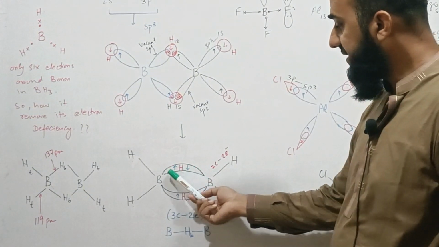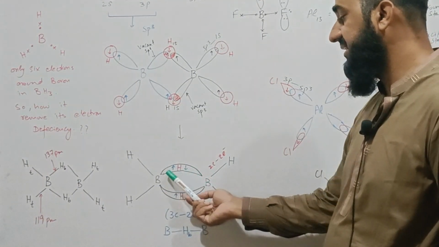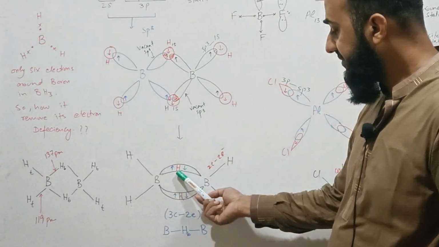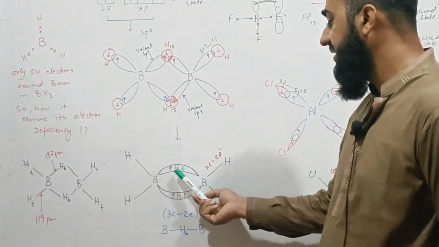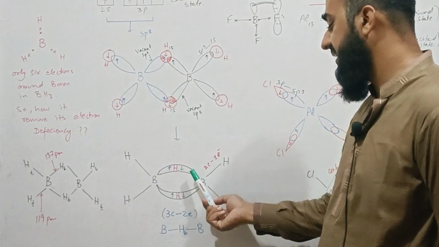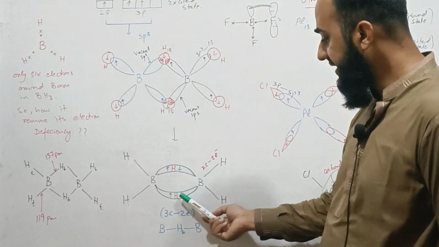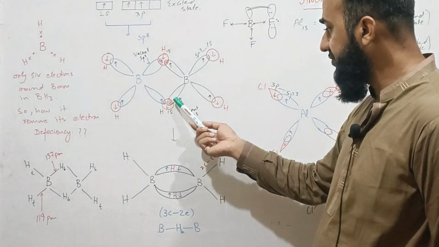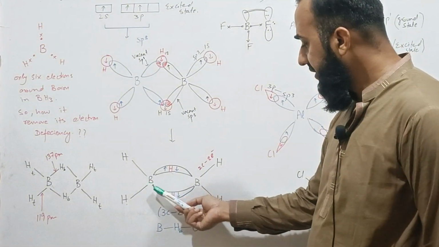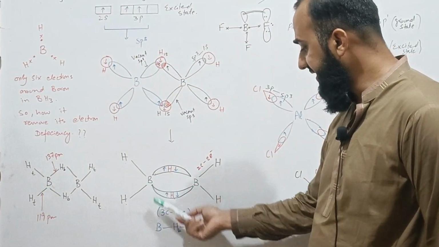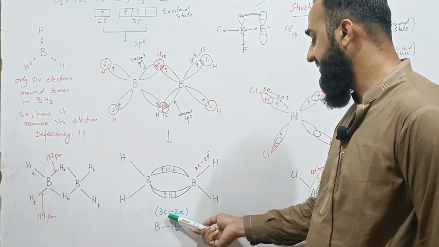So in this overlapped structure, or in this bond, hydrogen is present in the center, acting as a bridge, and there are 2 electrons between these 3 centers. Similarly, this bond is also called a 3-centered 2-electron bond. Boron, hydrogen and boron are the 3 centers, and there are 2 electrons, so this bond is called a 3-centered 2-electron bond.